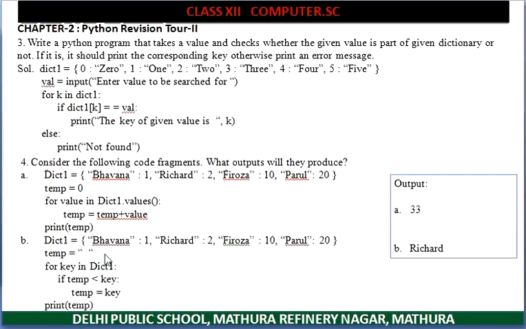Then output B, again initialize a dictionary with 4 key value pairs. Temp is equal to blank, for key in dictionary 1, if temp less than key, temp is equal to key, print temp. So this is the concept of finding the maximum string. Here the maximum string is Richard, so the output is Richard.